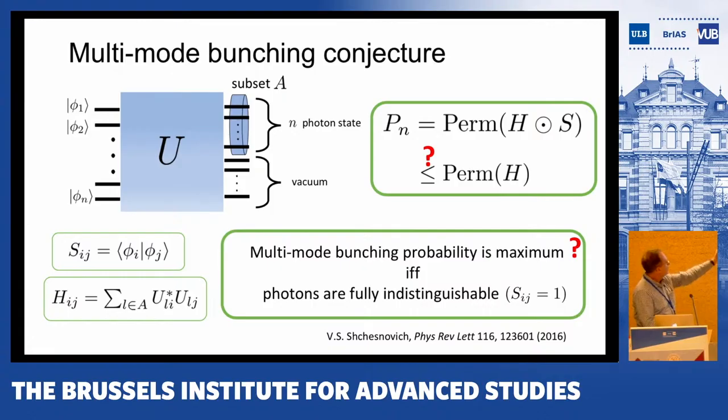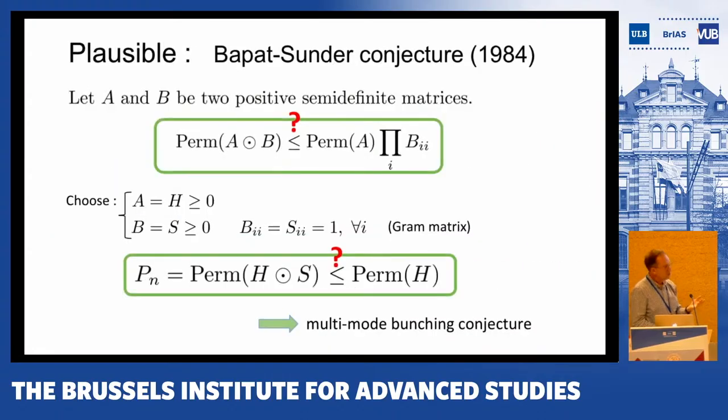Mathematically, you have this inequality, but physically, it simply means that the way we may maximize this bunching probability will be by considering the ideal case where we have perfect mode matching between all the input modes. So this is actually very plausible.